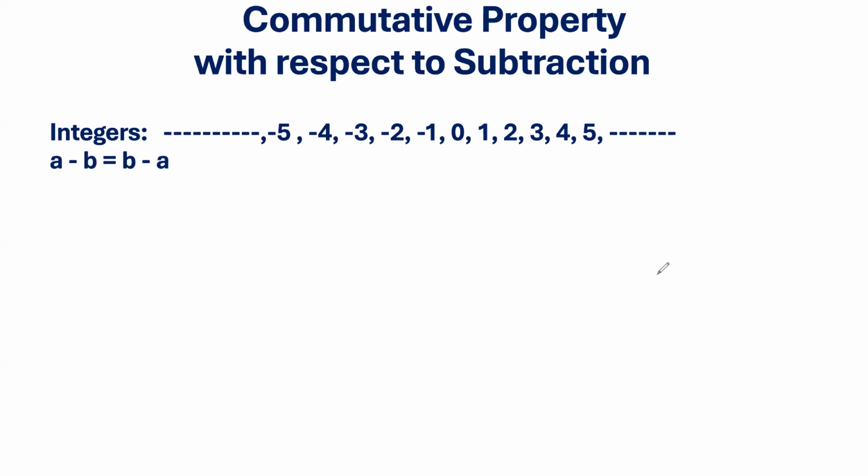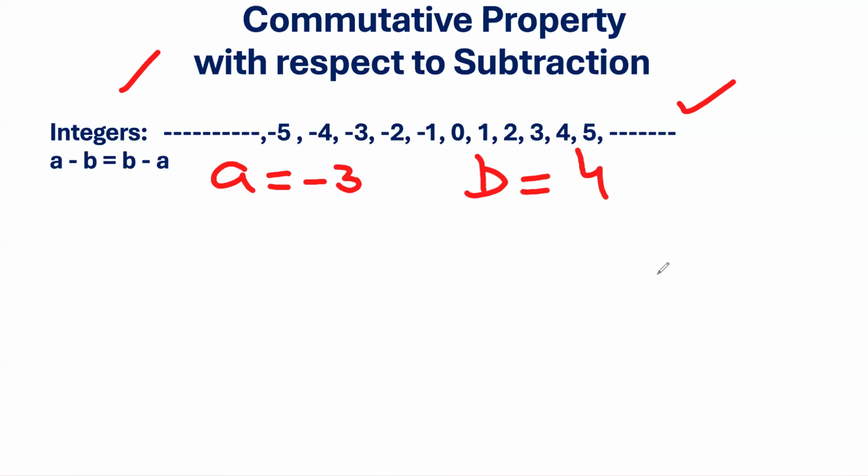In the set of integers, -5, -4, this is the set of integers, this side, and 1, 2, 3, 4, 5, this side, it's going to plus infinity, and this side, it's minus infinity. And what is the property? Property is a minus b is equal to b minus a. I am taking a is equal to -3, and b is equal to +4. Check left-hand side and the right-hand side is equal. The property is satisfied or not.